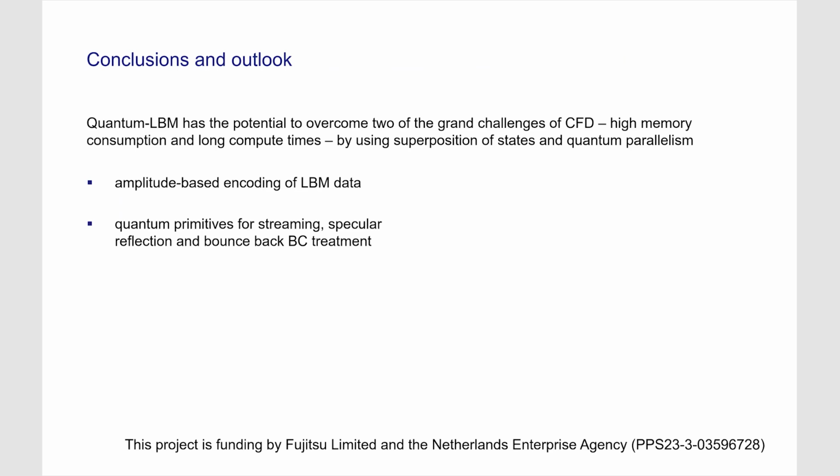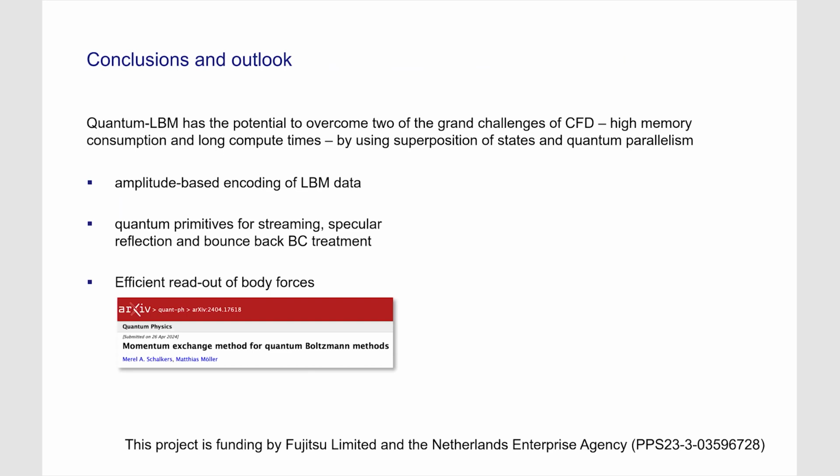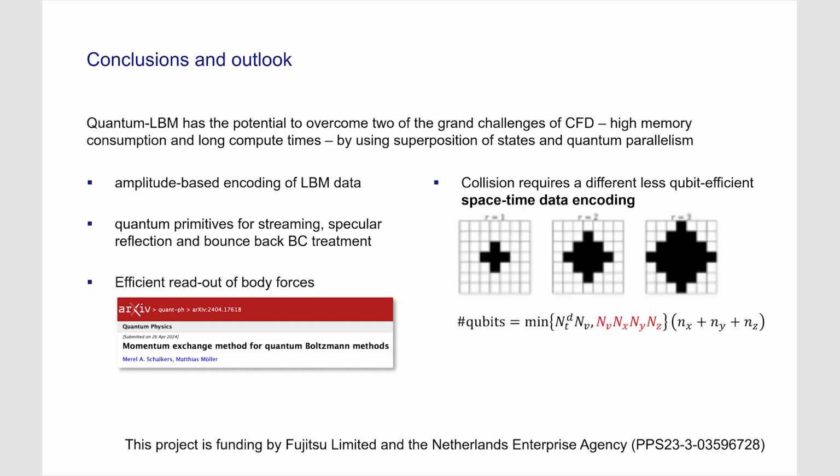This quantum momentum exchange method is something that I couldn't talk about due to time. And here's the big but. For collision, one needs a different encoding. This is not as efficient anymore. We get some dependency on the number of time steps we need to do. But if we are not doing too many time steps, we are still better than classically.